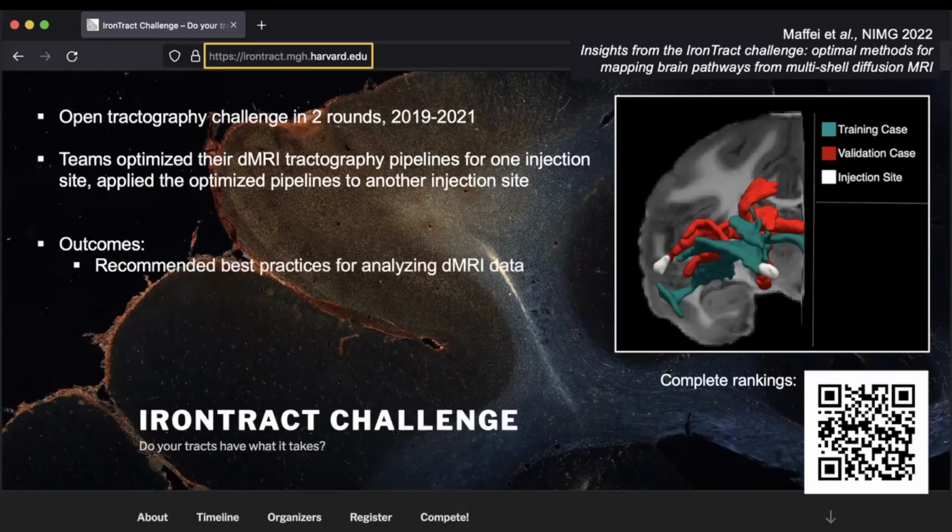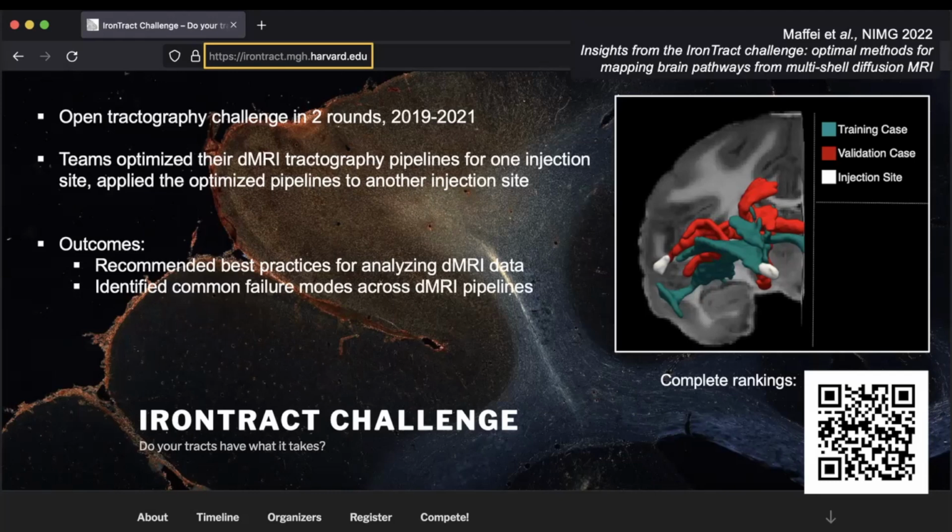So some of the outcomes of that earlier effort were that we were able to recommend best practices in terms of analyzing diffusion MRI data to achieve optimal accuracy of tractography with respect to anatomic tracing. Best practices in terms of the pre-processing, the orientation reconstruction, and the tractography methods. And also we identified some common failure modes across all the state-of-the-art diffusion MRI tractography pipelines at that time.